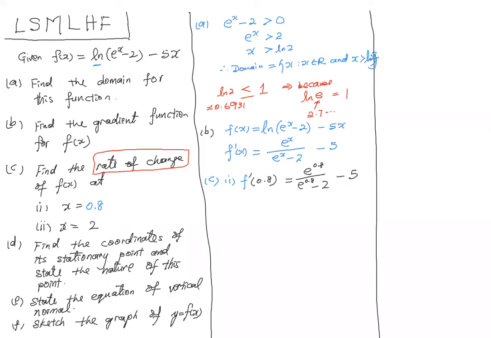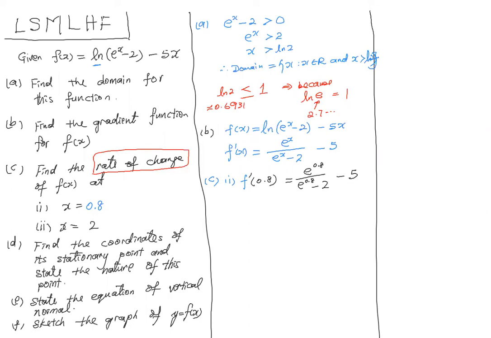Oh, it's a positive, correct? Do you know the reason why? No. Some is a positive. Wait. Oh, I see it. Yes. Because e to the power of 0.8 is more than 1.